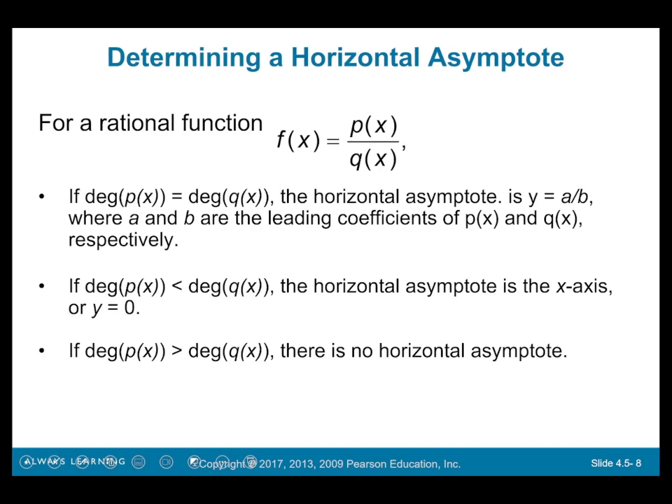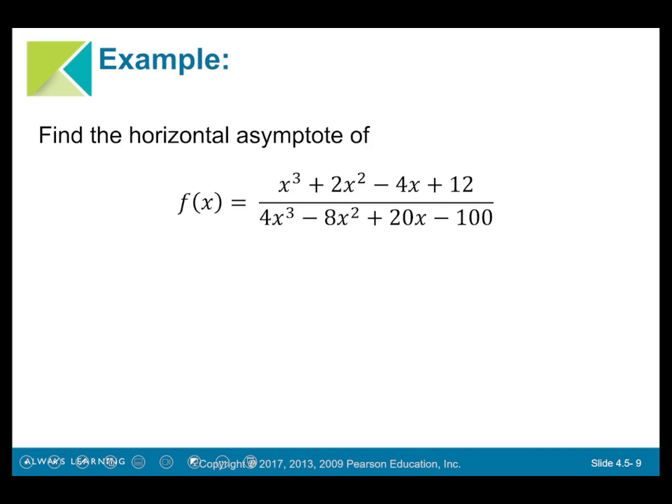Before we get into practice, let's talk about the other two cases. The first case is what I just said: if the degrees of q and p match, then the horizontal asymptote is y equals a over b, where a and b are the leading coefficients of p and q. If the degree of p is smaller than the degree of q, so let's say I have an x squared leading term on top of an x cubed leading term, then the horizontal asymptote is the x-axis. And if the degree of p is larger than the degree of q, then there's no horizontal asymptote. Now we'll see examples of each of these.